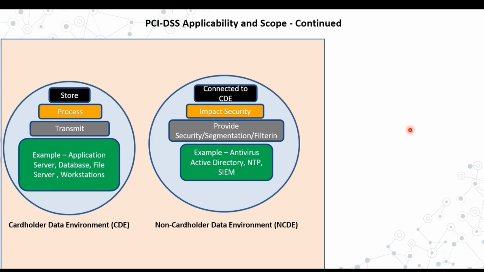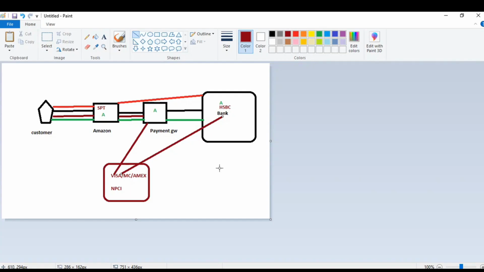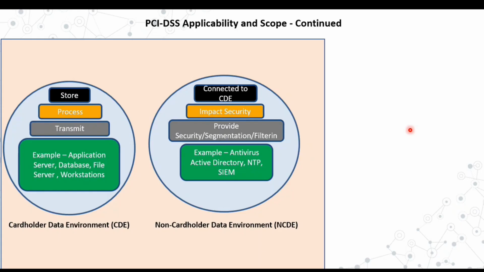Would it be correct to say that any IP which is actually interacting with this entire flow actually becomes a part of the bank's CDE environment? Because whether it is antivirus, I'm assuming it's a server, whether it is the Active Directory server, or your SIEM monitoring, finally it's an IP level interaction.